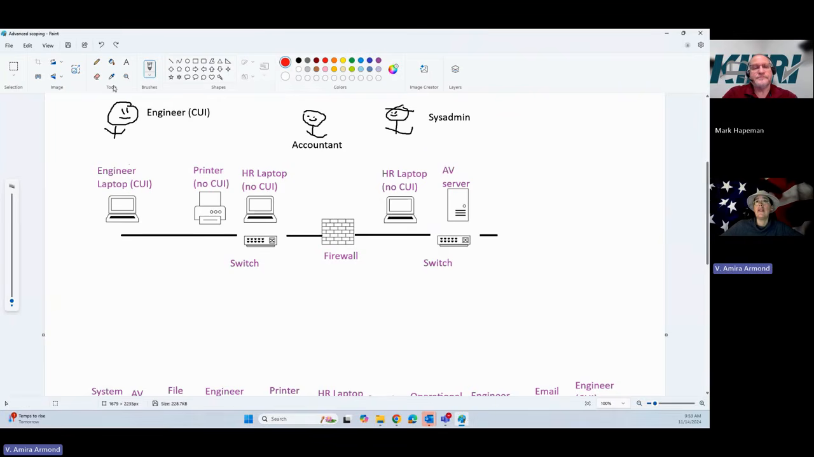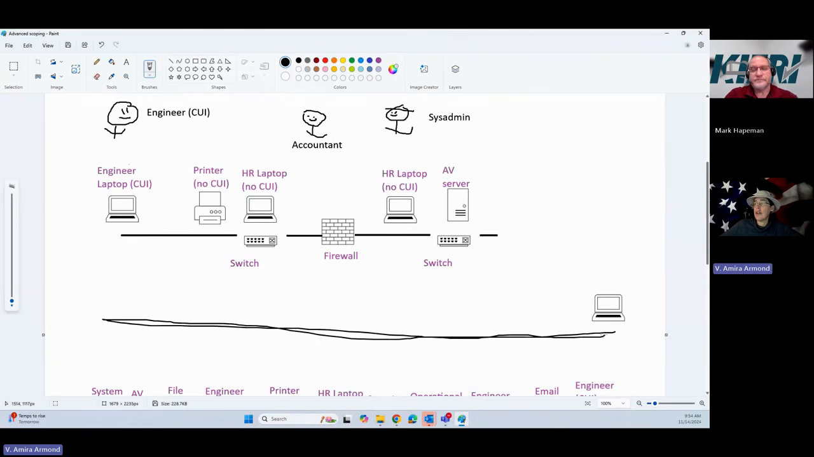Another thing that will happen is some companies will say... Okay, so let me talk about something that's real bad. Some companies will not have a secure enclave at all. They'll just have their main corporate network, right, which is not secure at all. It's got tons of computers and stuff on it.